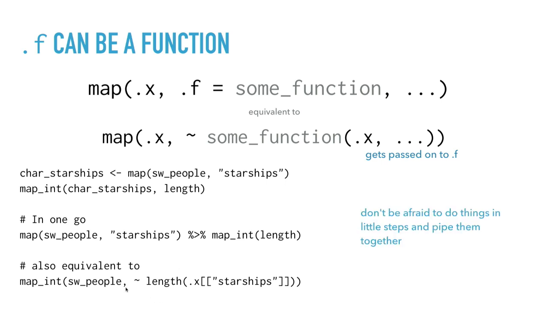I actually have a slight preference for that middle option. I think it's a little bit easier to do simple steps one at a time and see how they go before trying to put it all together. So don't be afraid to break things down. First I want to pull out all the starships, then I'll figure out how to count them.